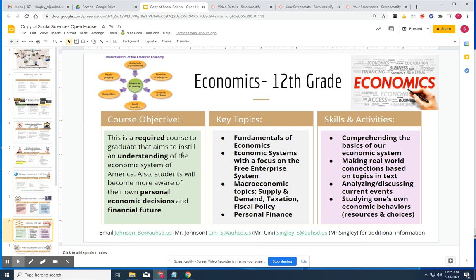This course aims to instill an understanding of the economic systems of America. Also, students become more aware of their own personal economic decisions and financial futures. So they talk about the fundamentals of economics, economic systems with the focus on the free enterprise system, macroeconomic topics such as supply and demand and taxation and fiscal policy. And they also talk about personal finance.